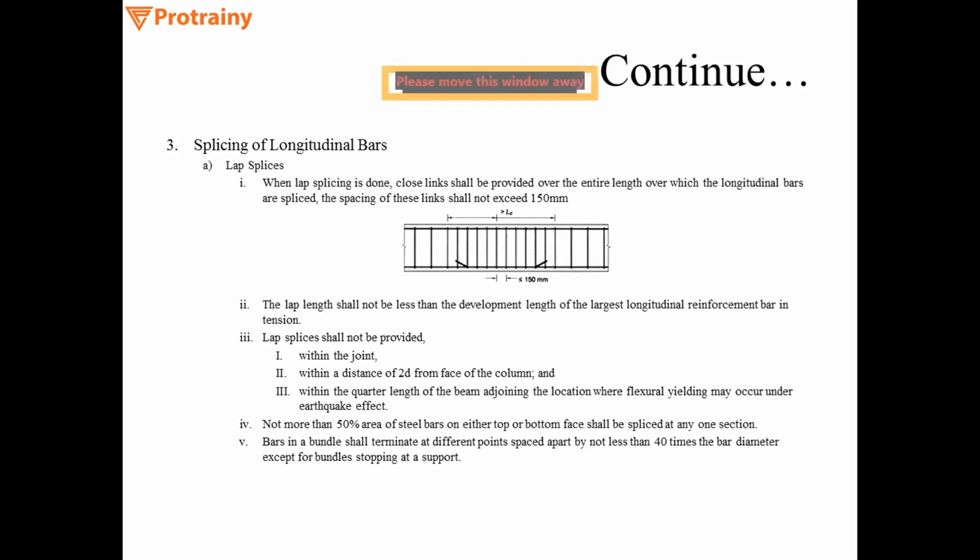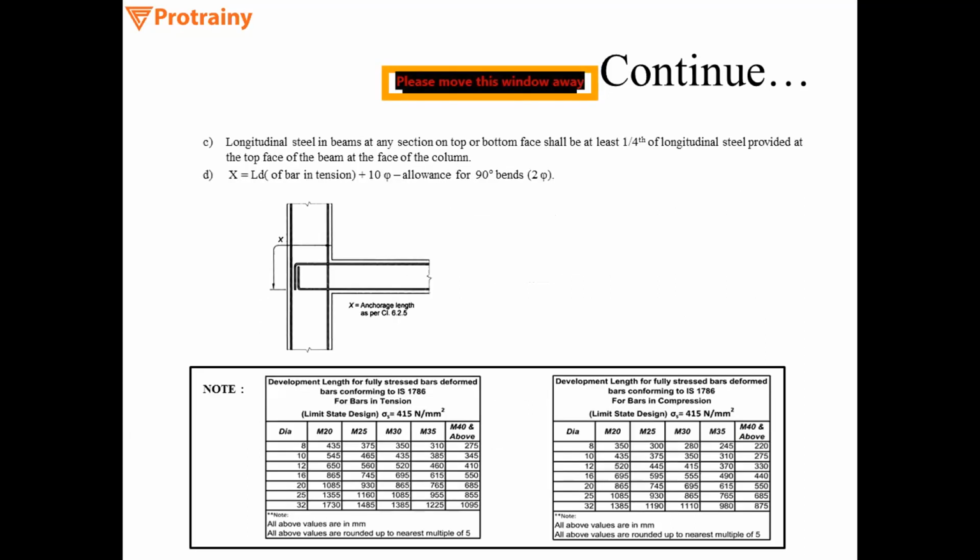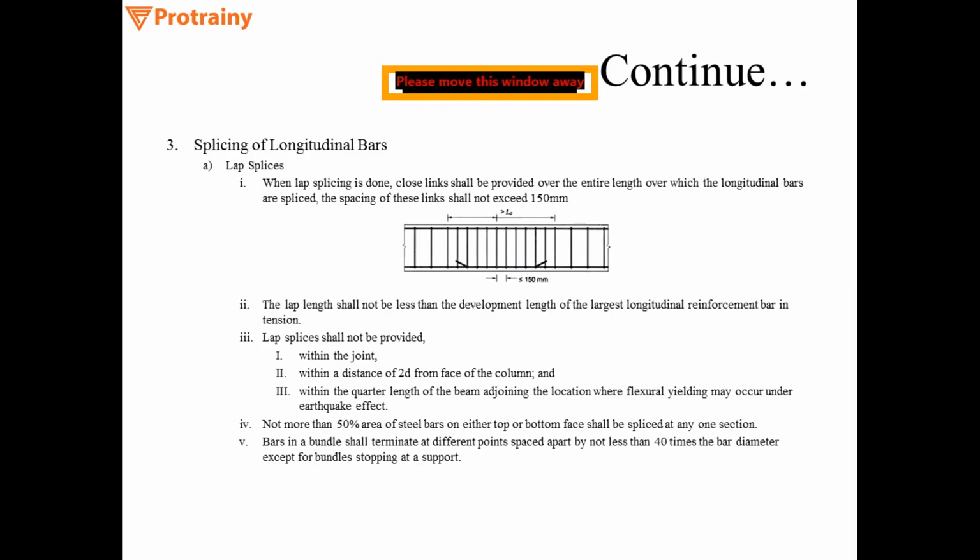So the third point is, lap splice shall not be provided within the joint, or you can say the column face junction, or when beam and beam are joined. So lap splice should not be provided at those locations.